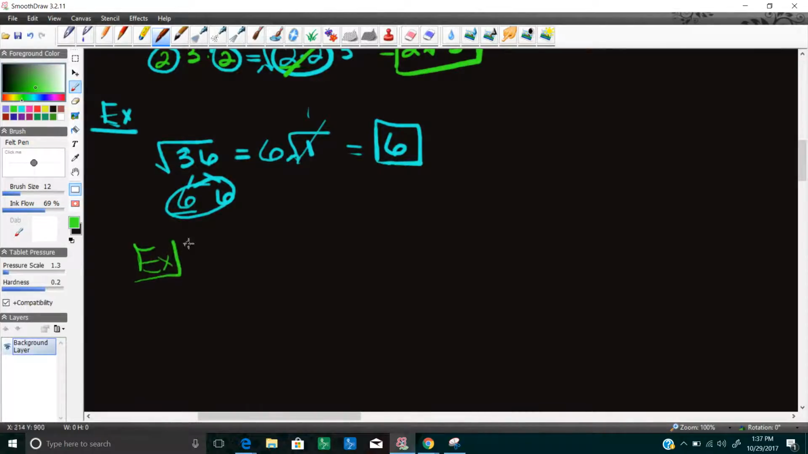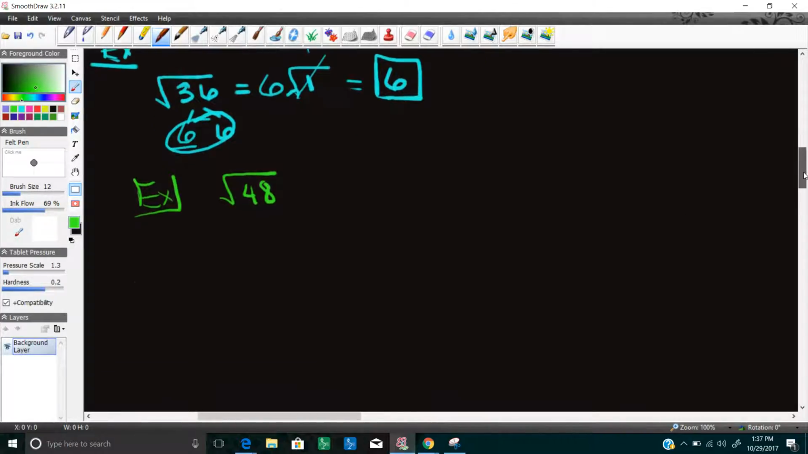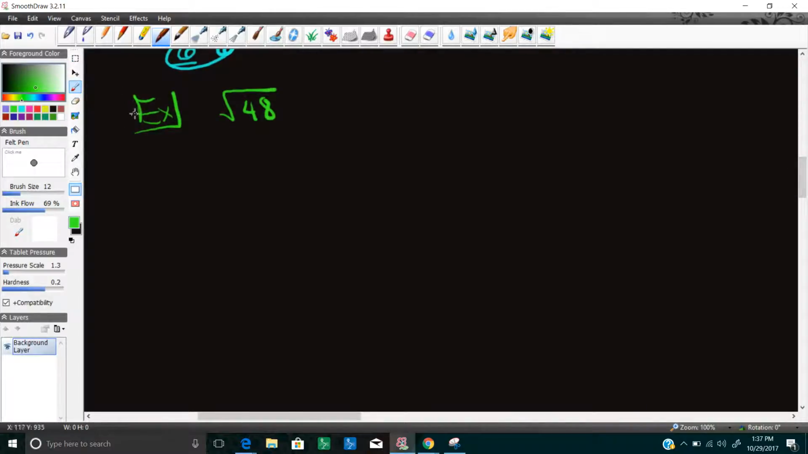Let's try another one, something a little more complicated. Let's say we have the square root of 48. I know that 48 is 6 times 8, and there's no pairs, so I have to keep going. 6 is 2 times 3, and 8 is 4 times 2. I have a pair right here, but I'm going to keep going because maybe I'll have one more. And then 4 is 2 times 2. So I'm going to bring everything down.